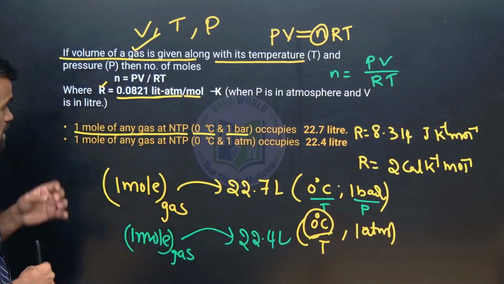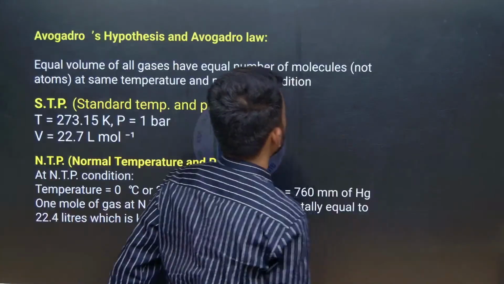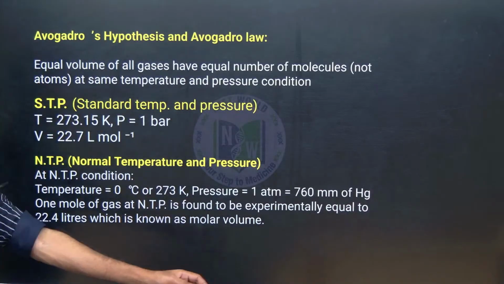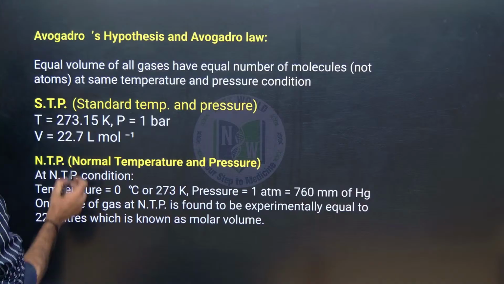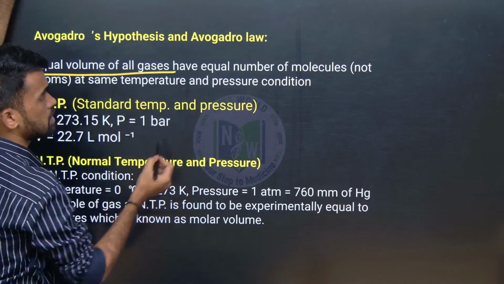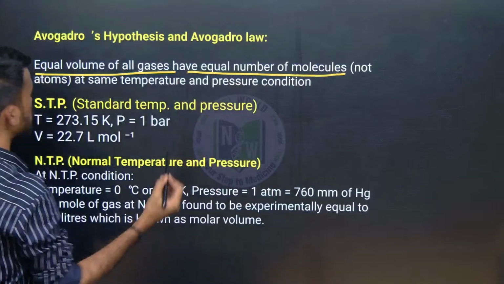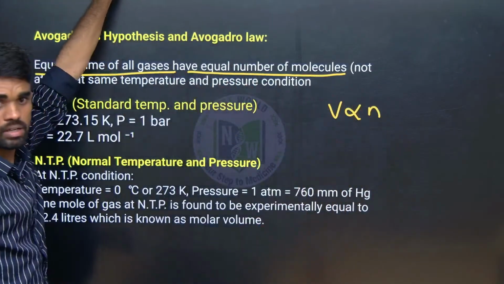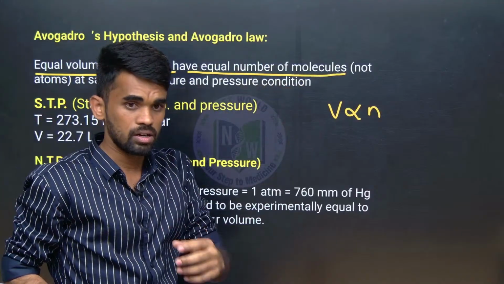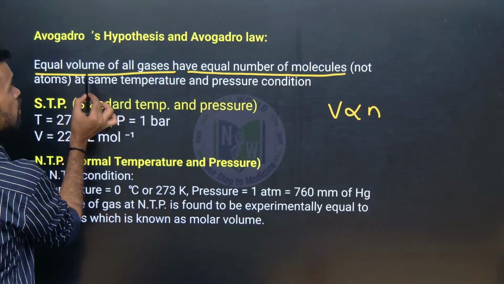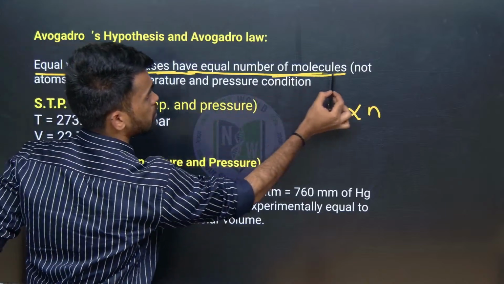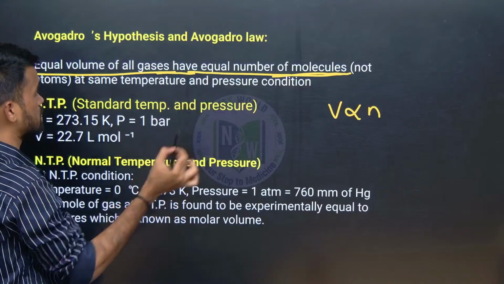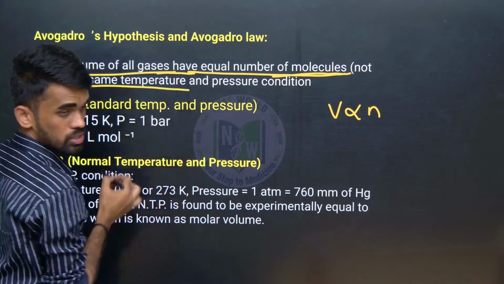So let us discuss a little more about the other things. Now what is the Avogadro's hypothesis I told you? Equal volumes of all gases have equal number of molecules. So it means V is directly proportional to n. Once again, read: equal volumes of all gases have equal number of molecules, not atoms, only molecules, considered at the same temperature and pressure.